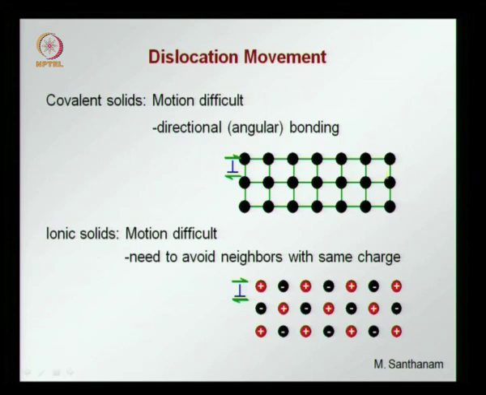In ionic solids, if you remember, we had both the cations and anions in a certain array, and now when the dislocation has to move across, it will find that there will be neighbors with the same charge. So, if this has to move, you will find that the cation will have to come here at some stage, and there will be a repulsion between the cations, and this will again impede the dislocation within an ionic solid to move. So, we have basically movement of dislocations in metallic solids because of the type of bonds and because of the type of structure that occurs in metals.